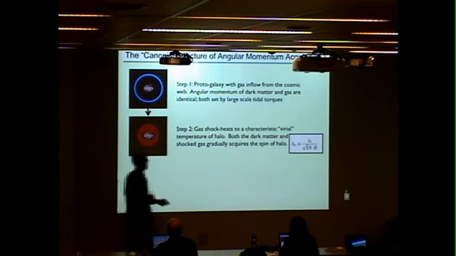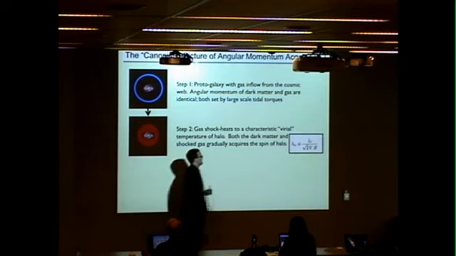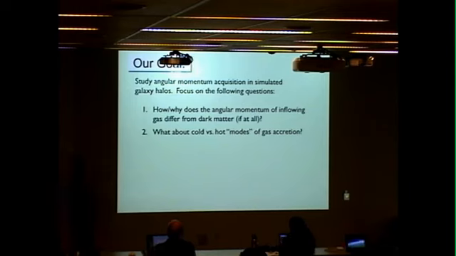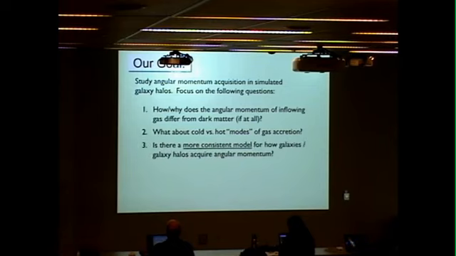Well described by the halo spin parameter. From the cosmic web, what's going on in terms of the angular momentum? Is there a difference between what the cold and hot modes of gas accretion are doing in terms of angular momentum? And therefore, is there a more consistent model for how galaxies and galaxy halos in particular acquire their angular momentum? This is all work that a number of other great teams are doing as well, with very complementary, similar results.